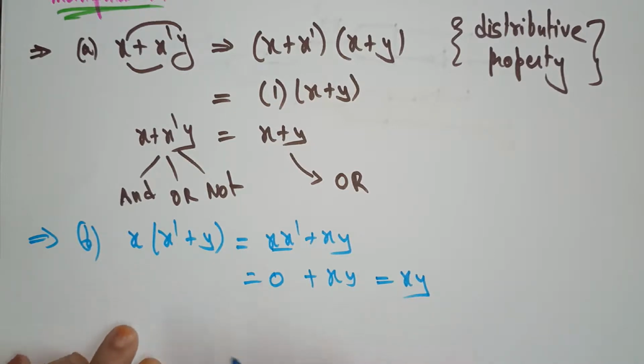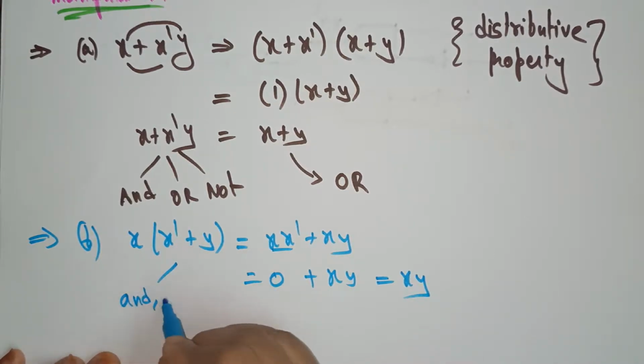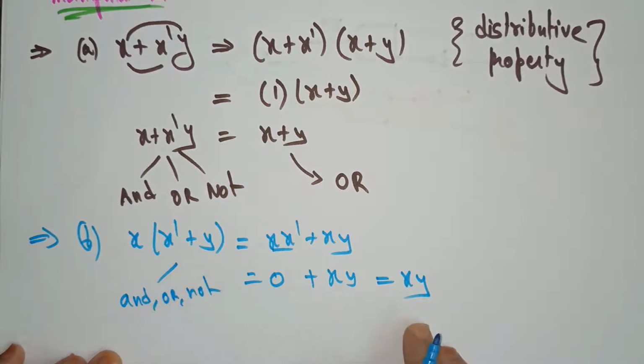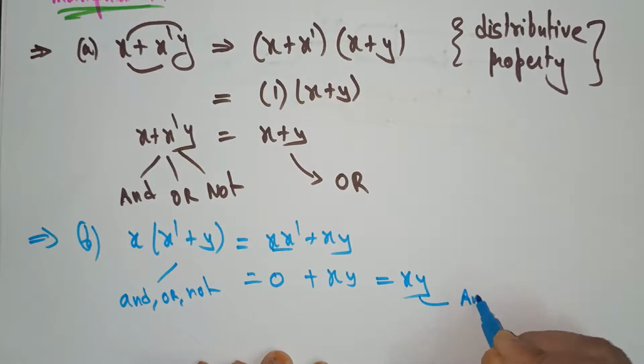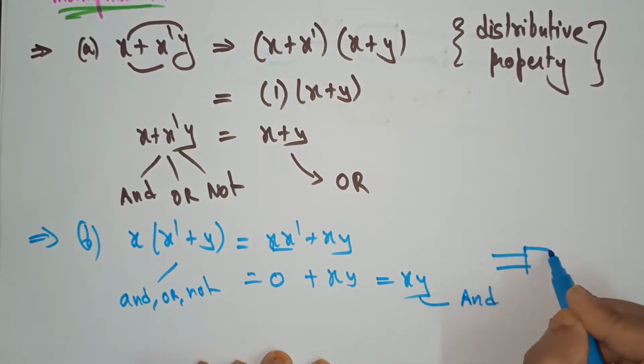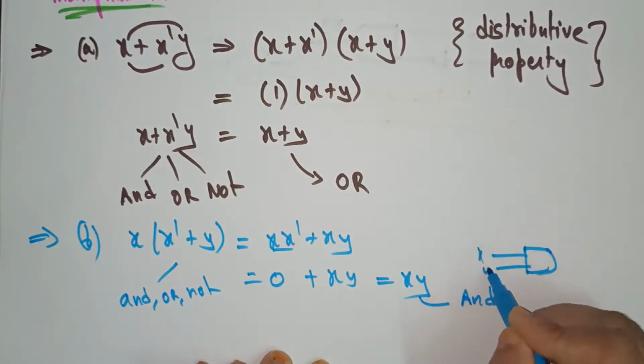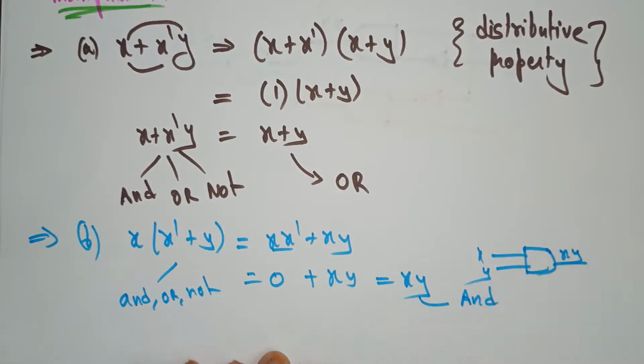So how many gates? Here you are using an AND gate, an OR gate and a NOT gate. But after minimization, you need to use only one AND gate. So this is a simple expression: x y. You're getting x y. That's it.